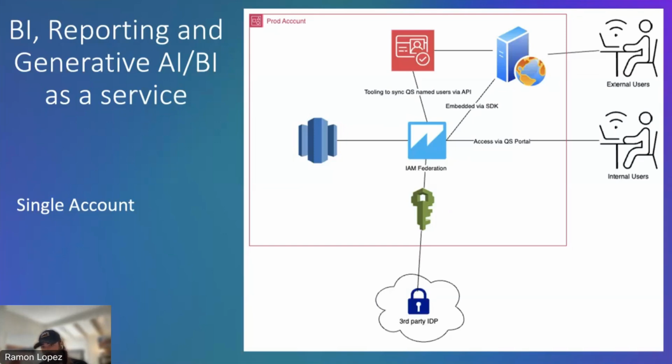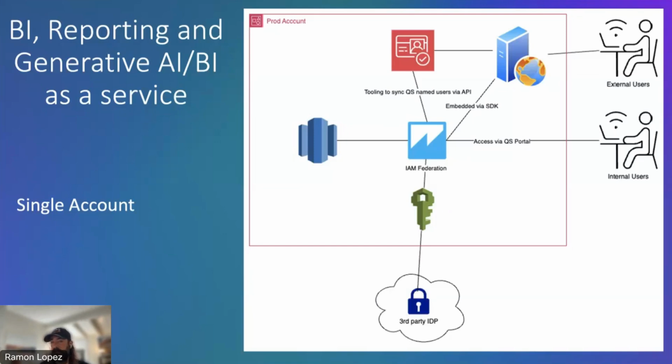In parallel, you're also going to have internal users. These internal users most likely will access QuickSight directly through the QuickSight portal. And in this case, we're going to leverage IAM Federation to federate users to the right role from your third-party IDP. It's a simple approach that lets you have all internal and external users in the same account. It leverages different auth methods for the different users.